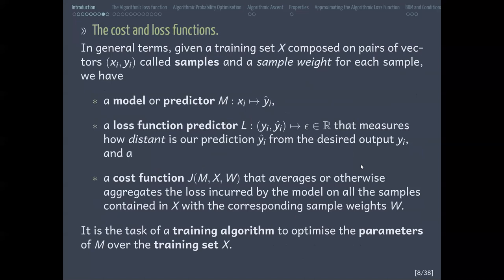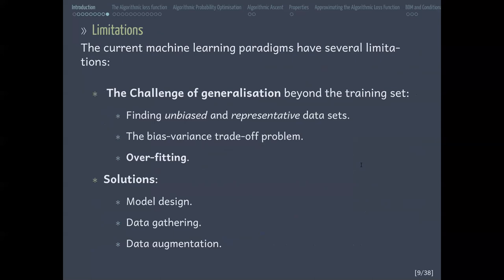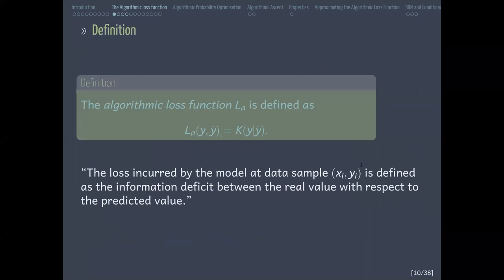As Jürgen says, in order to address this challenge, especially the issue of overfitting, which is an issue of generalization of the model beyond the training set, one of the proposals we have is to start using algorithmic information theory and algorithmic information dynamics, to start introducing them into machine learning.